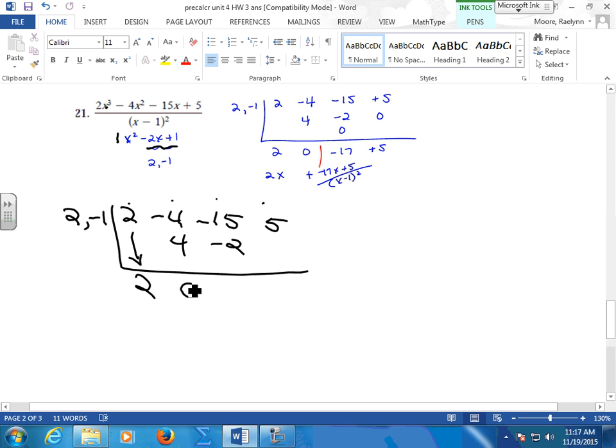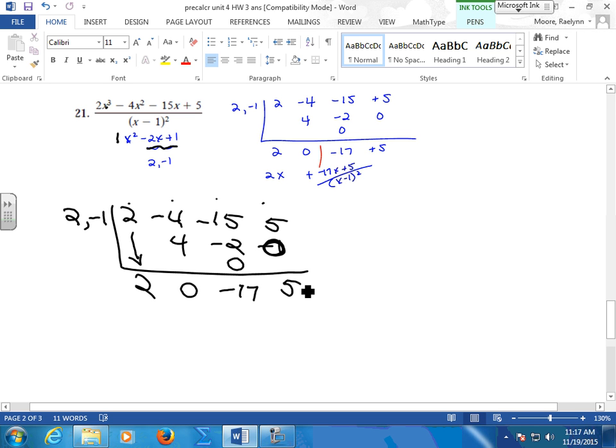I start my pattern again. 2 times 0. To the right. 0. Negative 1 times 0. To the right of that. Negative 0. Now I'm at the end. I add down. What is negative 15 and negative 2? What is 5 and 0?